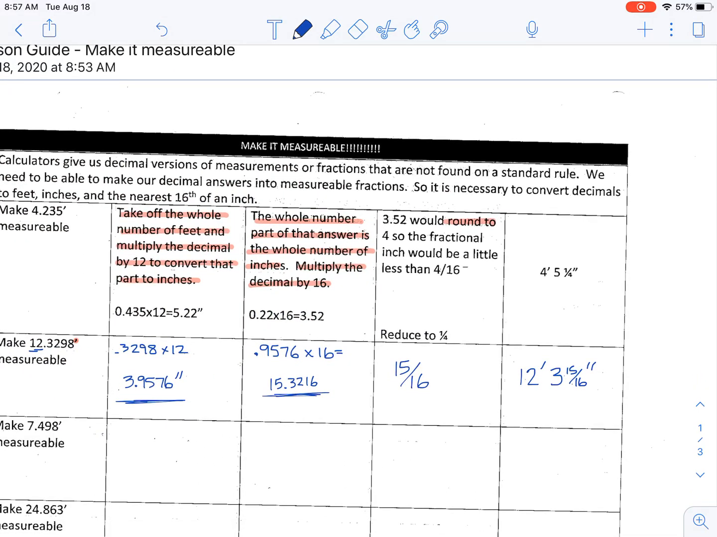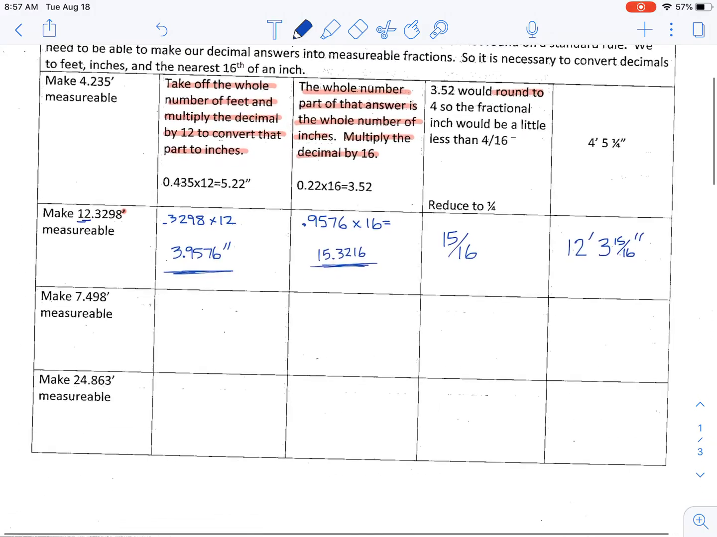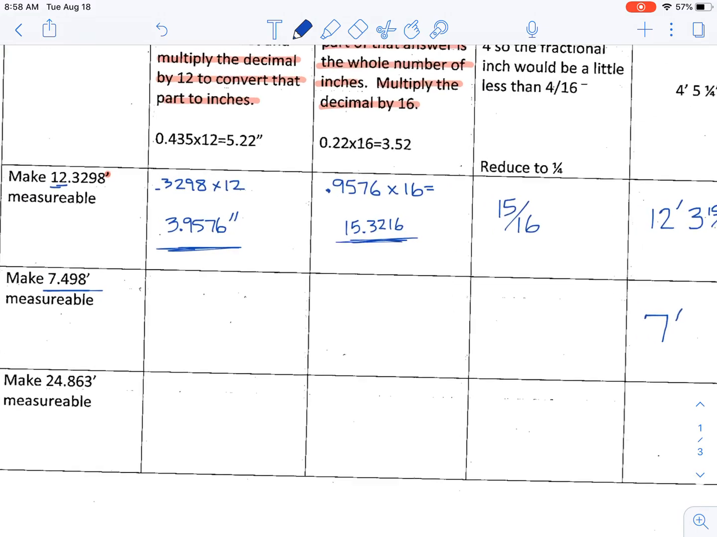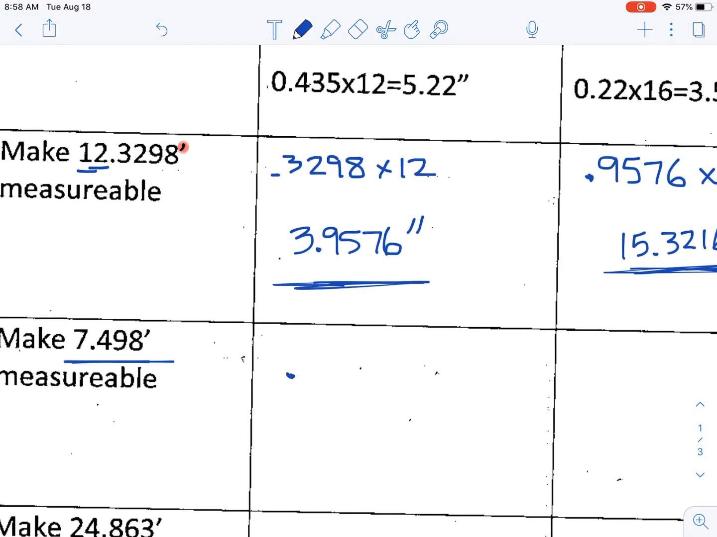All right. Let me do another example here because that was kind of a large chunk to digest. For this next example, again we're starting in feet, so we're going to chop off the 7. The 7 is the whole number of feet in your answer. And we have to take this 0.498 times 12 because we need to make it from feet into inches. 0.498 times 12 is 5.976, and it is now inches.